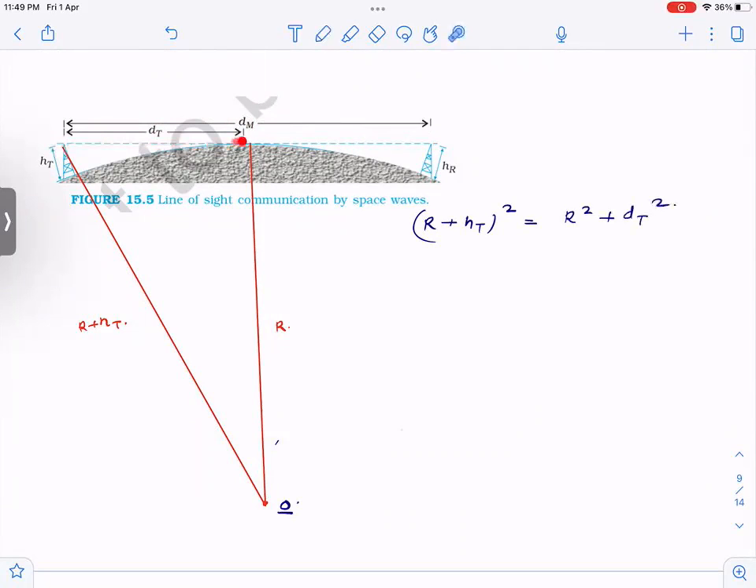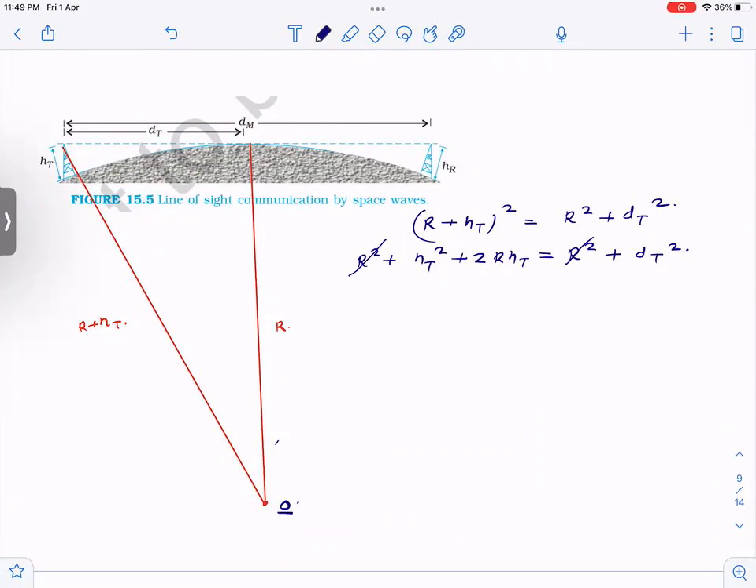So this triangle I have taken. R square plus dt square is (r plus ht) whole square. If we open the square, r square plus ht square plus 2r ht is equal to r square plus dt whole square. Fine. Now you can see r square cancels. And here, since ht is very small as compared to the radius of earth, this ht square you can neglect.